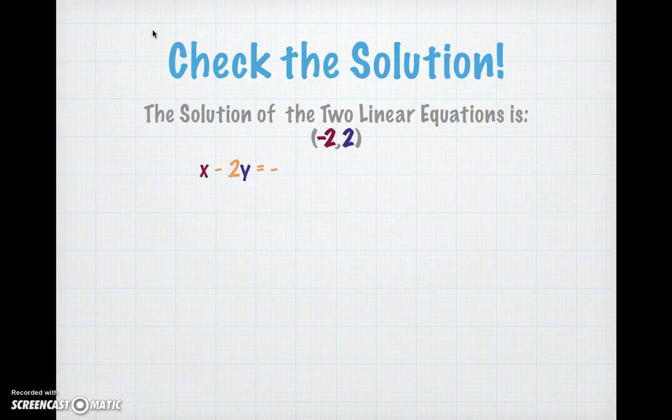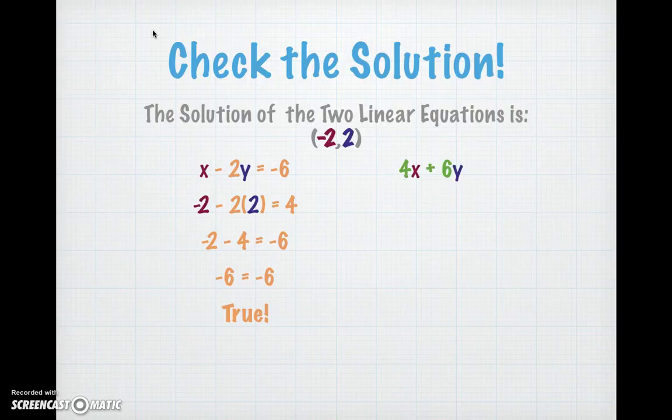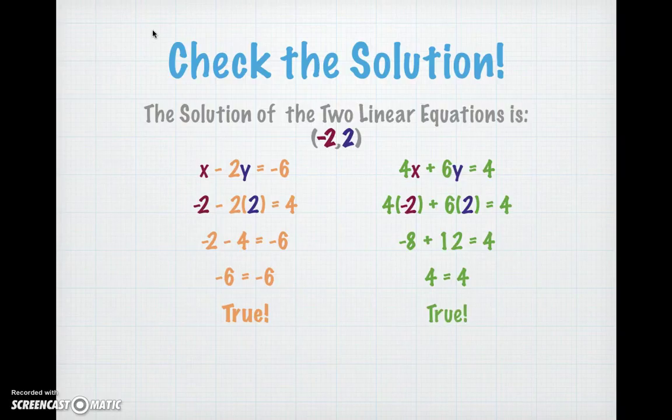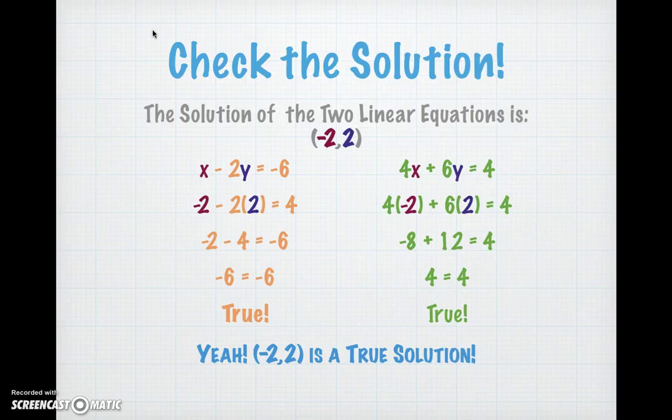So taking my first equation, I put negative 2 in for x, 2 for y, and I get negative 2 minus 2 times 2 equals negative 6, which simplifies to negative 2 minus 4 equals negative 6, which is true. I then take those points and input them into my second equation, and I get 4 times negative 2 plus 6 times 2 equals 4. It simplifies to negative 8 plus 12 equals 4, which simplified comes out to be 4 equals 4, which is true. So (negative 2, 2) is a true solution.